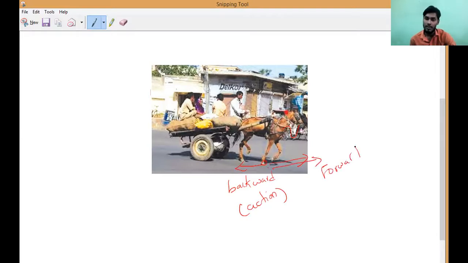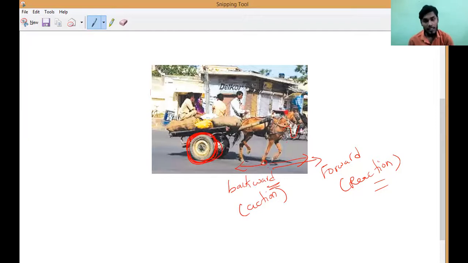This forward direction is called what? Reaction. But you may see, if both the backward action and the forward reaction become equal, then the horse cannot pull this cart. Is it yes or no? Horse cannot pull this cart. Yes, sir.